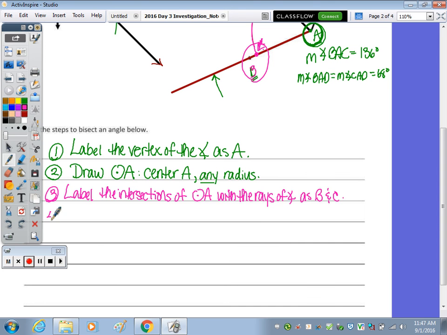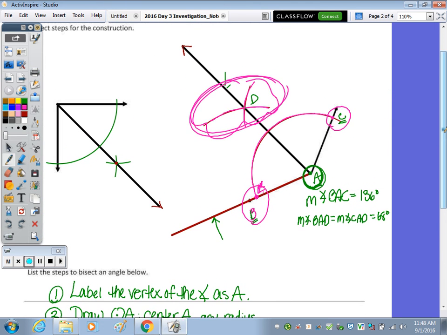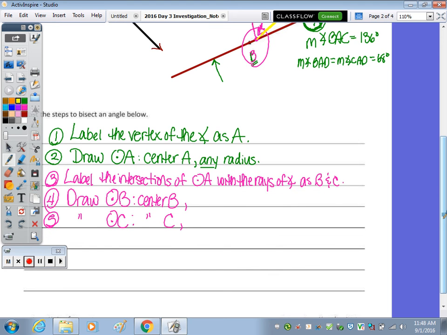So number four and five are both draw circles. We're going to draw circle B and circle C, stating the center and radius: circle B has center B, circle C has center C. The radius doesn't matter when you draw these two arcs, as long as they intersect. To communicate to the person what radius to use so that they always intersect, you can use radius BC. If you open the compass to that width, that will cause the two circles or arcs to intersect. So we're going to use radius BC.